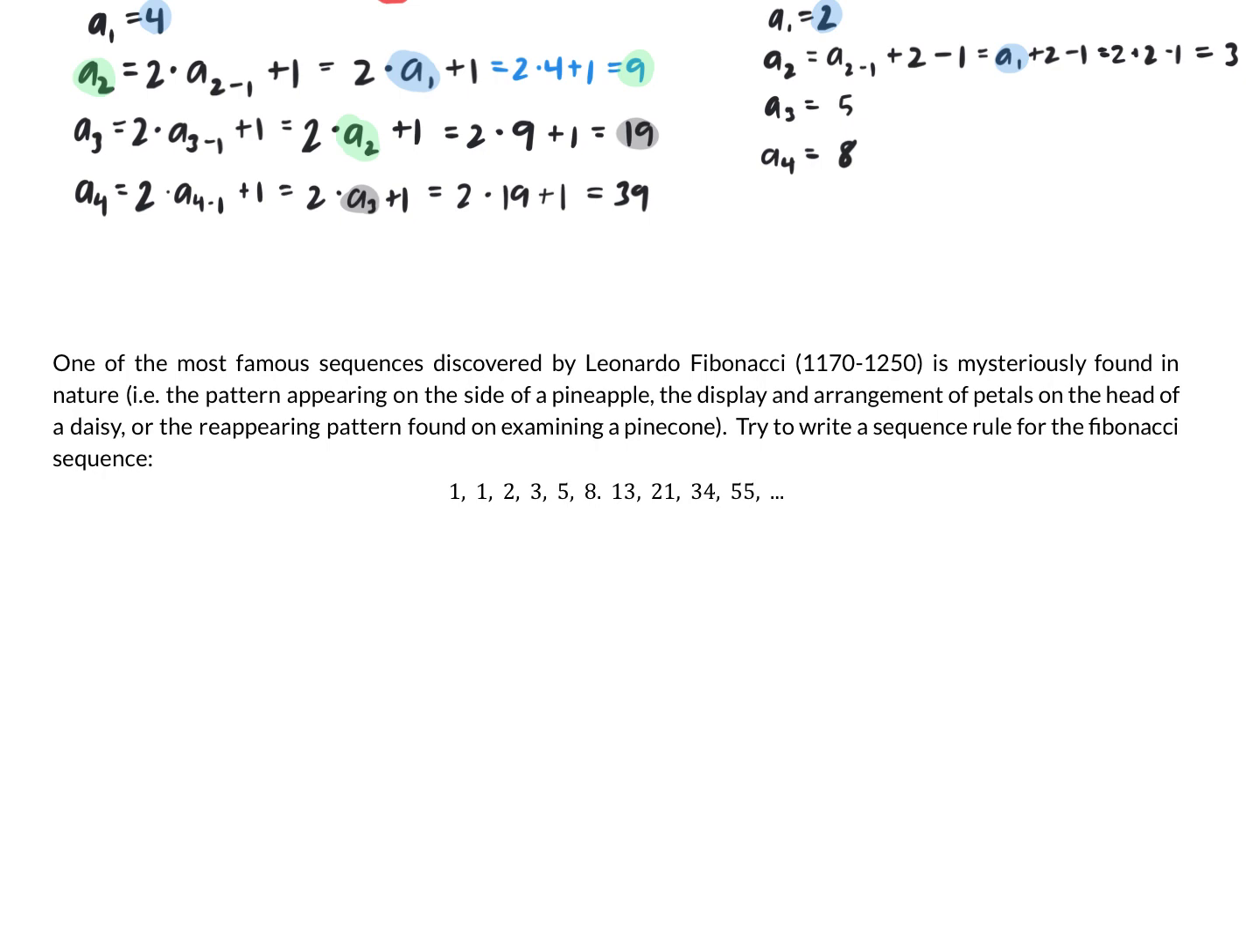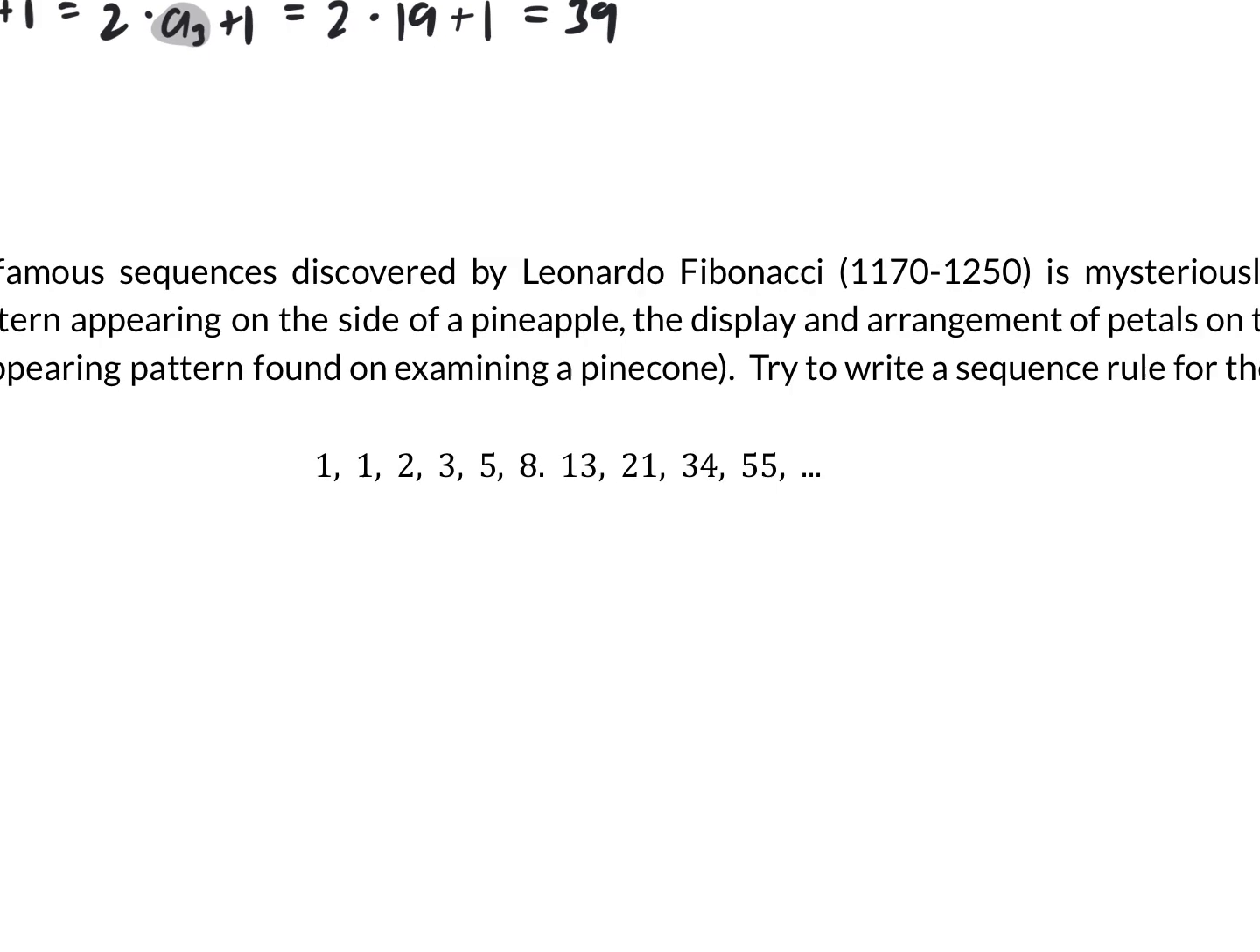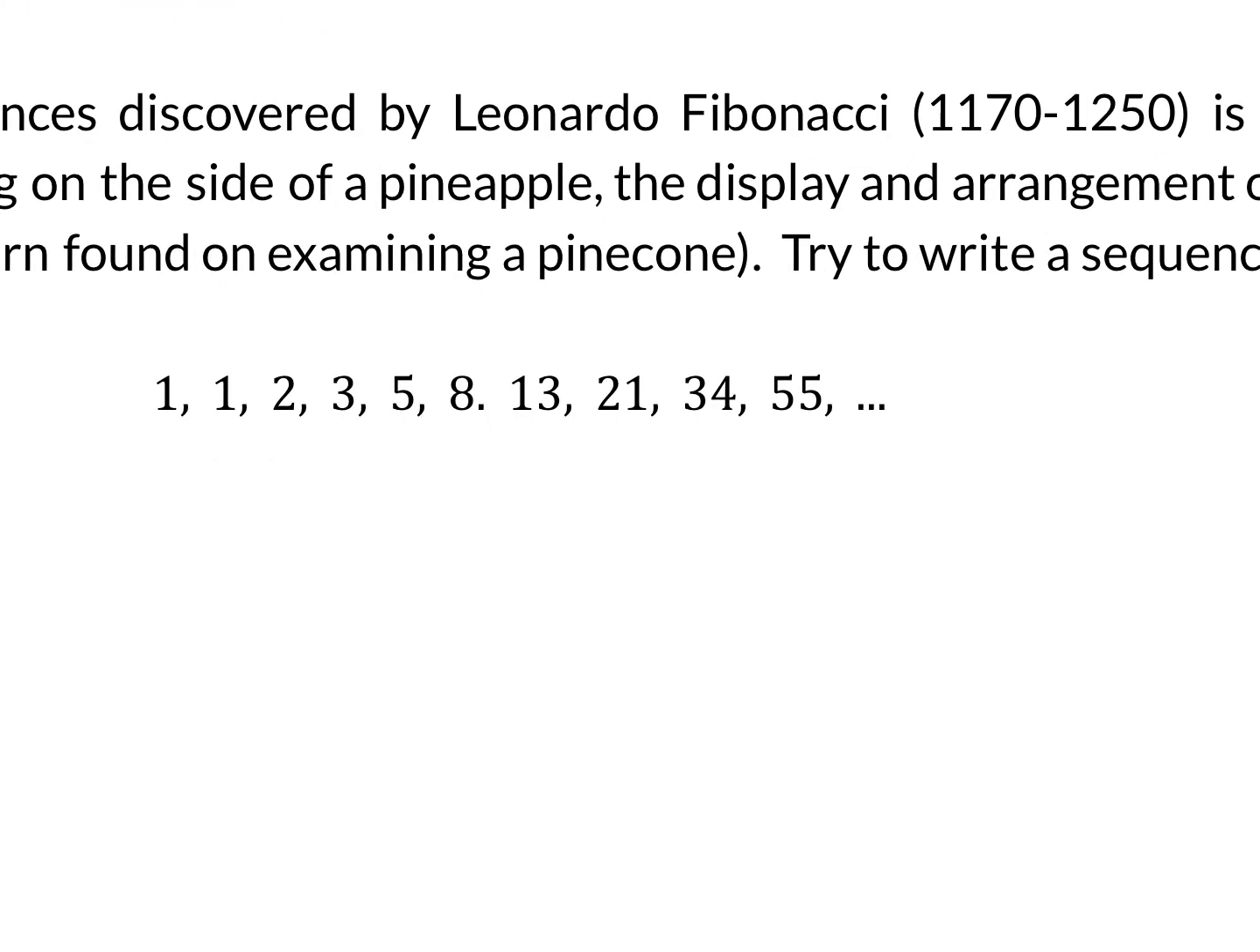If you just Google Fibonacci sequence, it'll show you a bunch of different pictures of things in nature that basically use a Fibonacci sequence. But here's what the sequence is. It's 1, 1, 2, 3, 5, 8, 13, 21, 34, and 55.